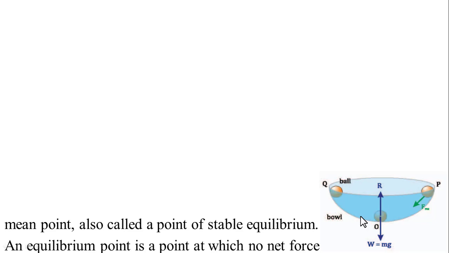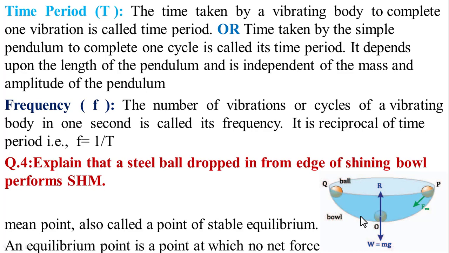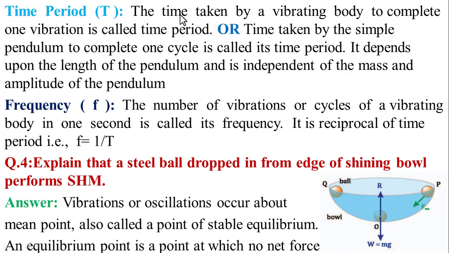Now let us see the time period. The time taken by a vibrating body to complete one vibration is called a time period, or the time taken by a simple pendulum to complete one cycle is called a time period. It depends upon the length of the pendulum and is independent of the mass and amplitude of the pendulum.